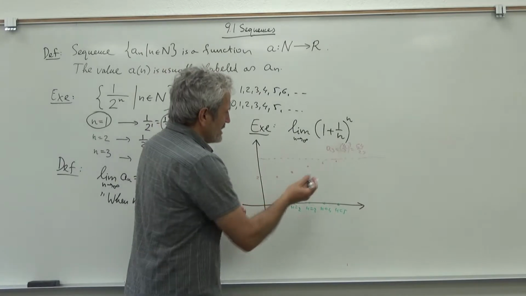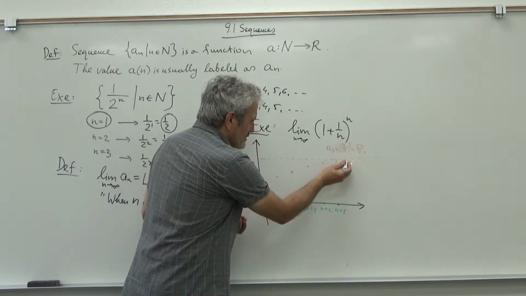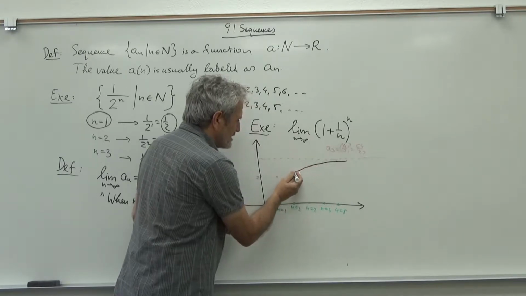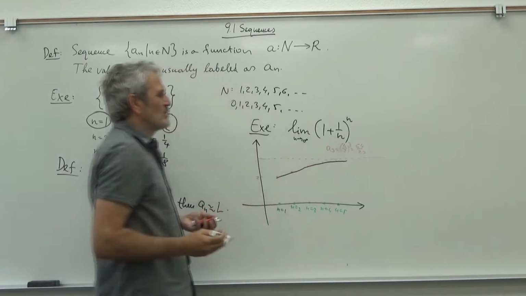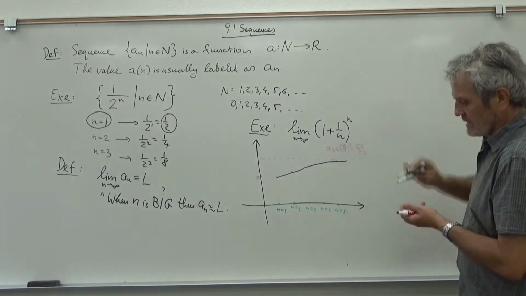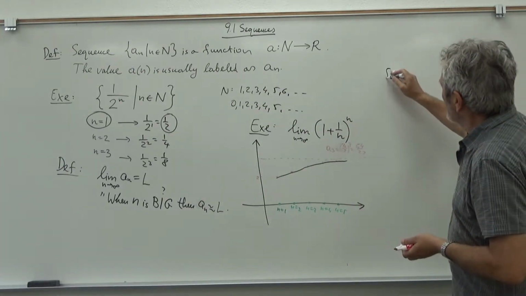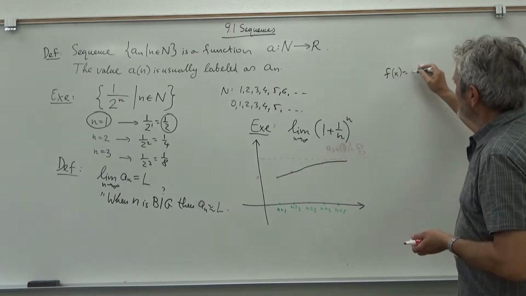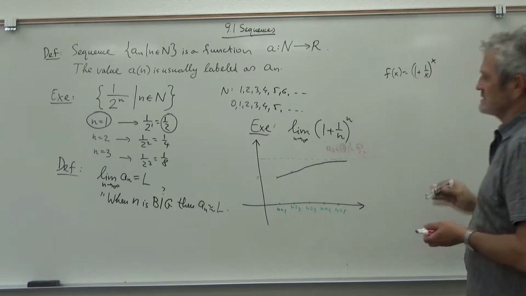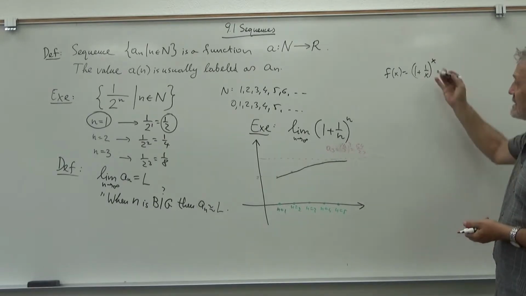In Calculus 1, we analyzed a real valued function going through these dots. Those are not the same object, but they are closely related. So what would that object be? So generally what we did here, we analyzed the following function, f of x equals 1 plus 1 over x to the x. Why do we like that more?